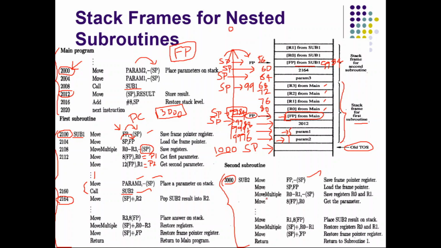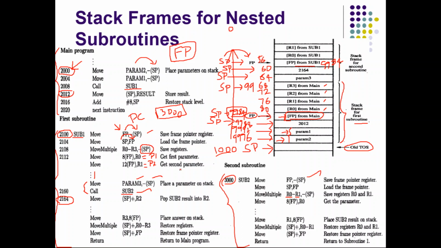Then again we do move multiple R0, R1 minus SP. Subroutine 2 wants to use only 2 registers, R0 and R1. Subroutine 1 used 4 registers, R0, R1, R2, R3, but this one wants to use only 2, so it pushes only 2 registers into the stack. So now whose values of R0 will be pushed into the stack?